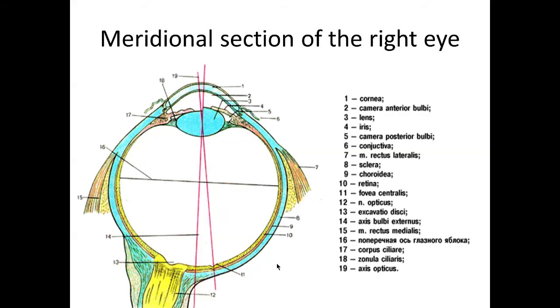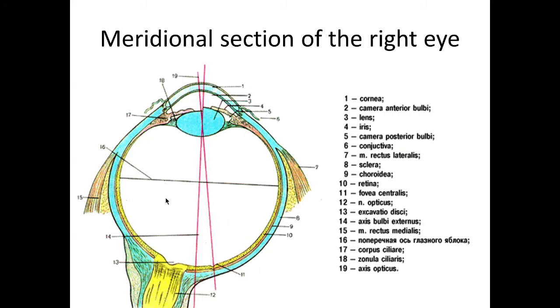And now I'd like to contrast the meridional section of the eyeball, which could be made 360 times through each eyeball, with number 16, the axis, which is the transverse or equatorial section.